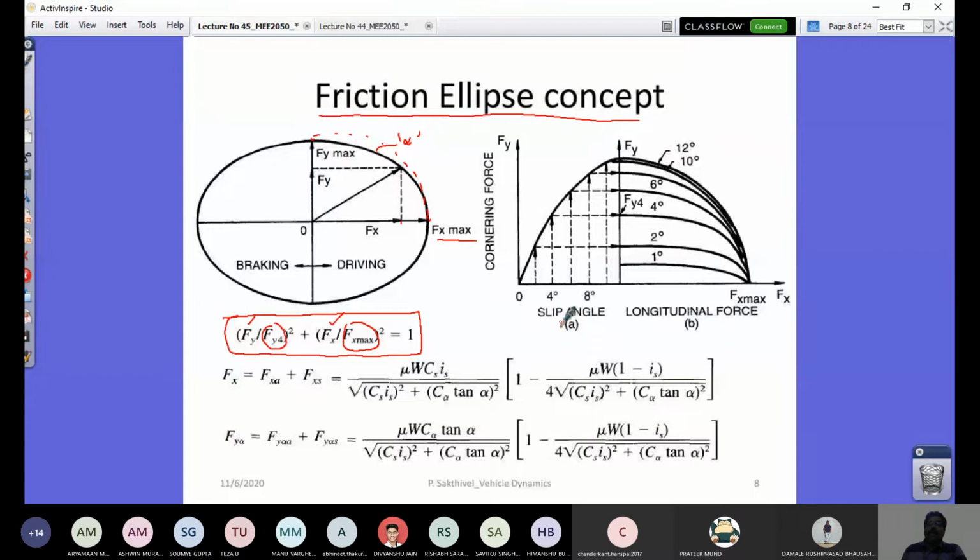So for the combination in a tire account, I require to understand this friction ellipse concept. So see how it is done. The first half of this, you see here, is the slip angle varying, and I have a cornering force, and this is done for a free rolling condition. So this is done for free rolling.